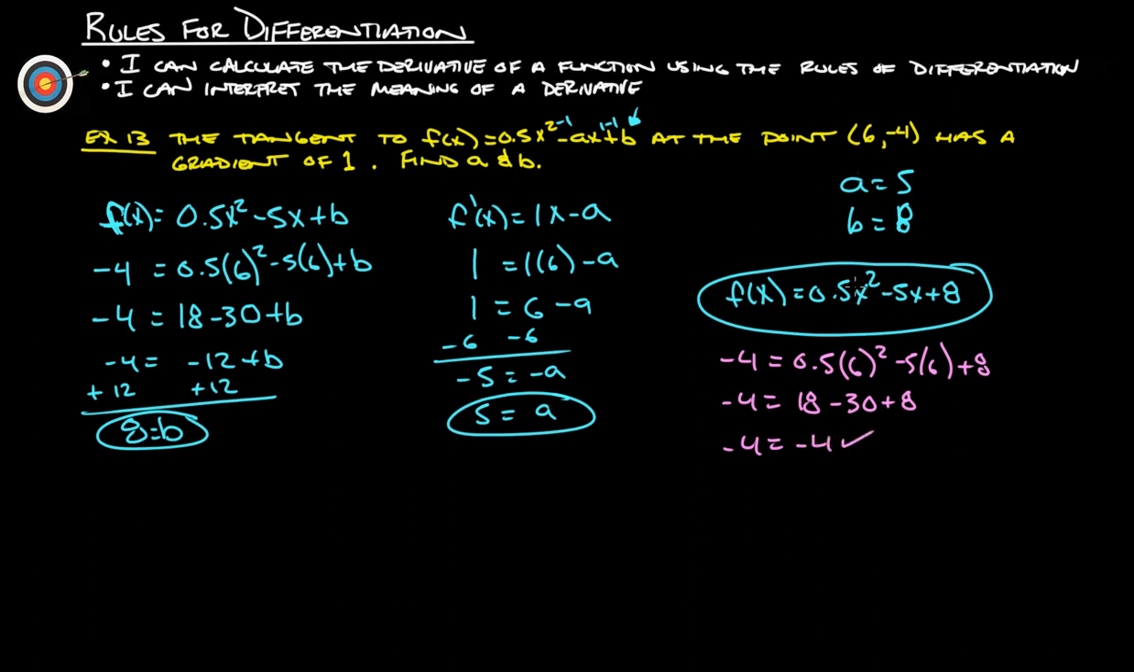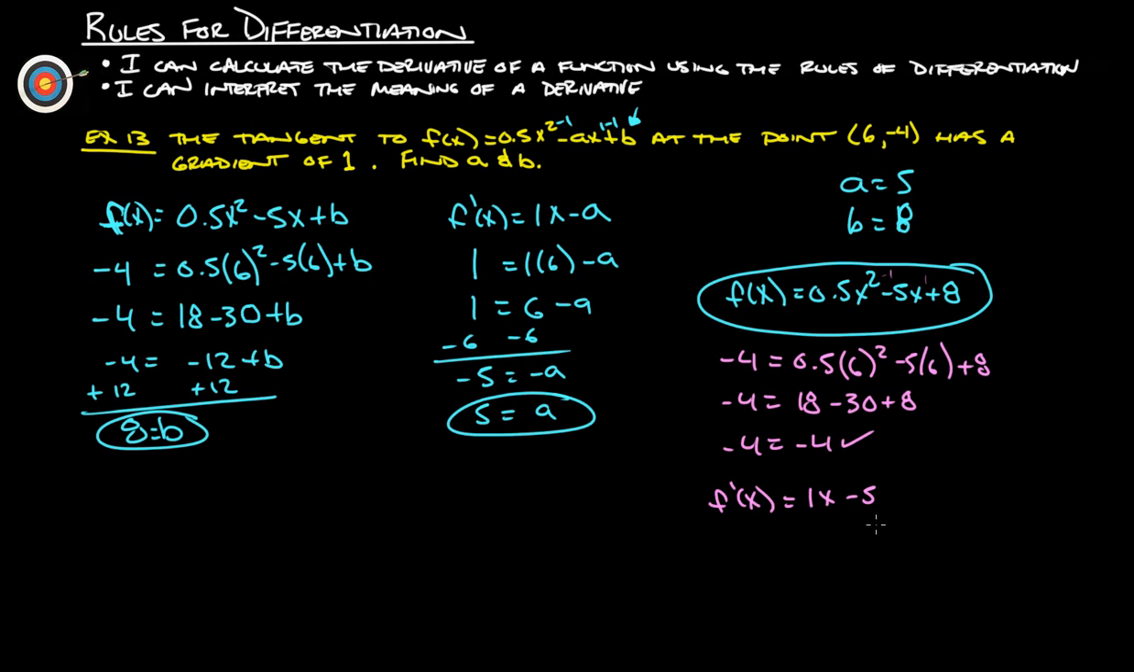And then we can also take the derivative of this. f prime of x equals 2 times a half is 1x. We subtract the 1 in there, right? So it's x to the first. And this is x to the first. 1 times negative 5 is negative 5. And subtract 1, the x goes away. Derivative of the constant is 0. So the derivative function is 1x minus 5.